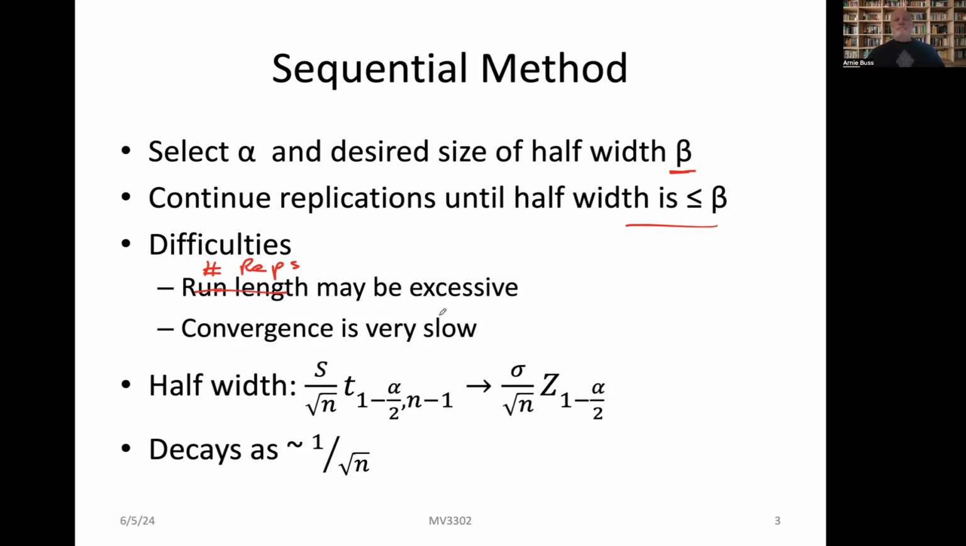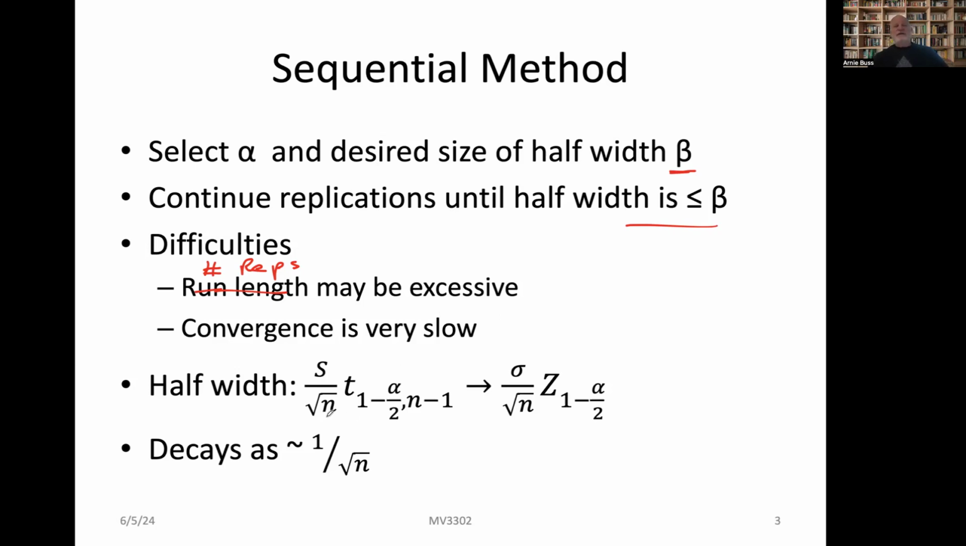Theoretically, under all the usual mild assumptions, you can prove that this will actually end. Whenever you have an open-ended procedure, the question comes up, is it going to end? And can you prove it's going to end? And in this case, we can.